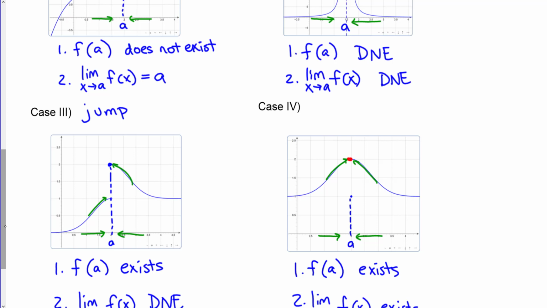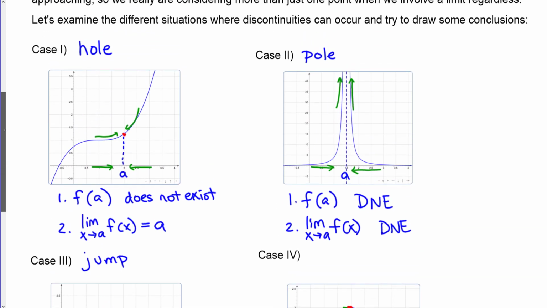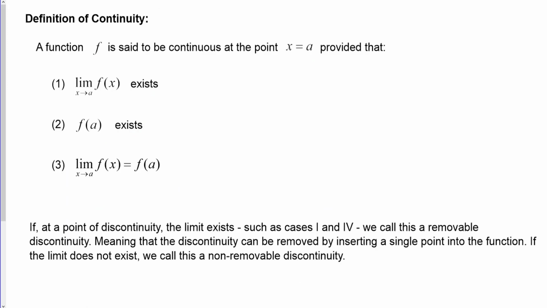But if you have a jump, there's not a single number that you could put in, because you'd have to put a whole range of values in to make it continuous. And similarly for the asymptote, you can't put a point at infinity in. That just doesn't make sense, because wherever you place it, there's something above it somewhere else. So if you have a discontinuity and the limit exists, you call that a removable discontinuity. If you have a discontinuity and the limit does not exist, then that's called a non-removable discontinuity.